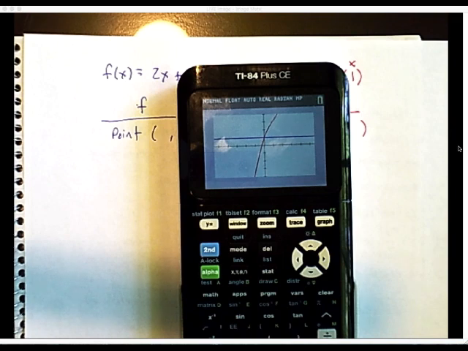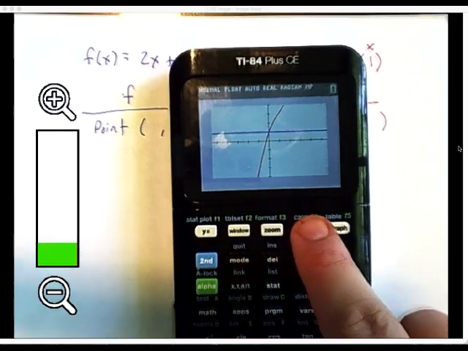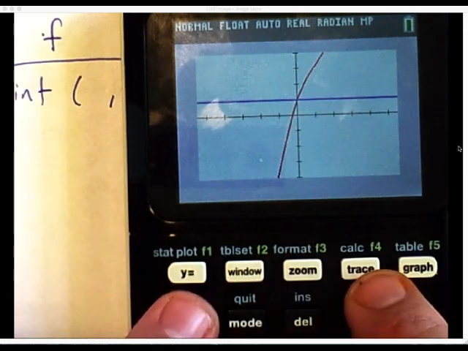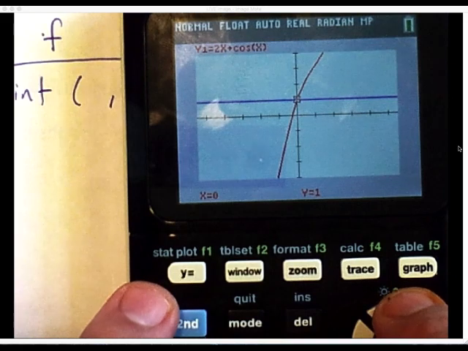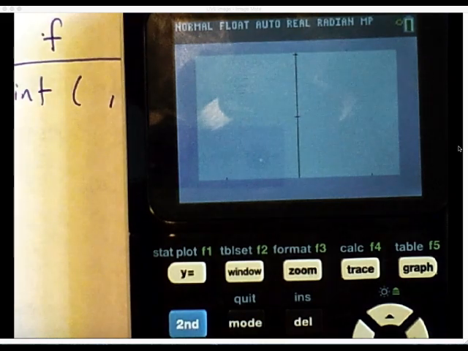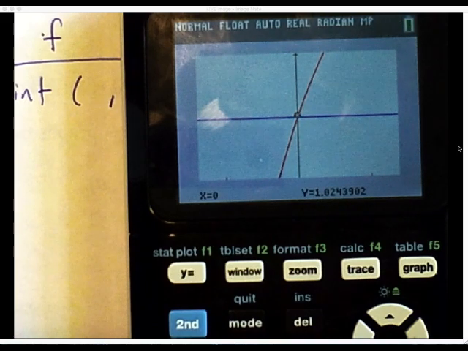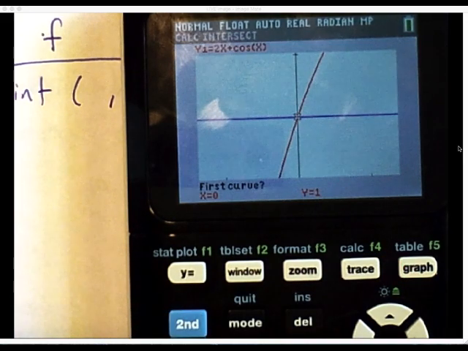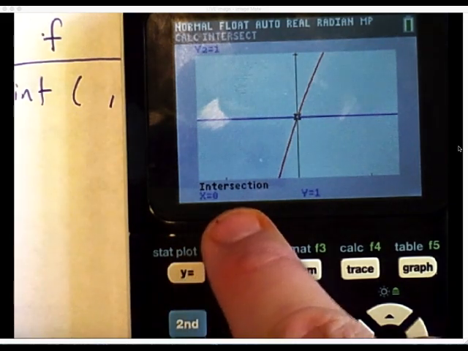So we want to figure out what the x value is where they come together. Let me zoom in a little bit so we can see this more clearly. Somewhere really close to an x value of 0. If I had trace, I could even zoom in right there. So there's the trig function coming in, and here comes the line y equals 1. If we go second trace, I can calculate the intersection. First curve, enter, second curve, enter, guess, enter. It tells me that the intersection here is (0, 1).